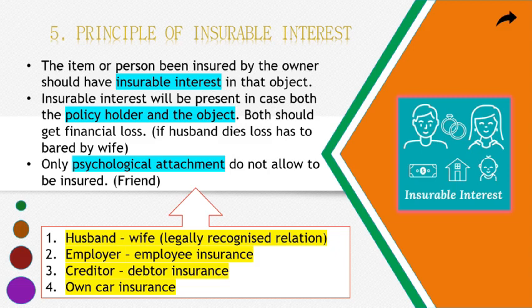Insurable interest also exists between the creditor and the debtor. Insurance on one's own car and insurance for one's own house also have some insurable interest.